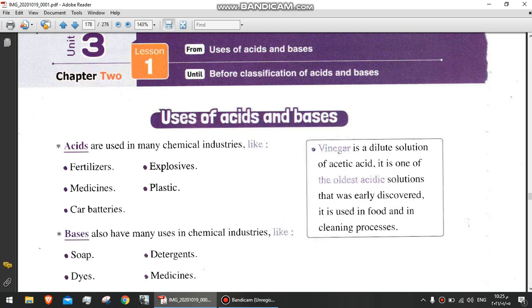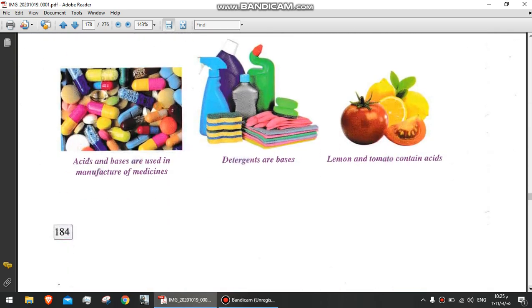Today we'll complete the difference between acids and bases. We know that acids and bases are used in many industries, like acids in fertilizers, explosives, medicines, plastics, and car batteries. While bases are used in soap, detergents, dyes, and medicines, as we'll see in the figures.